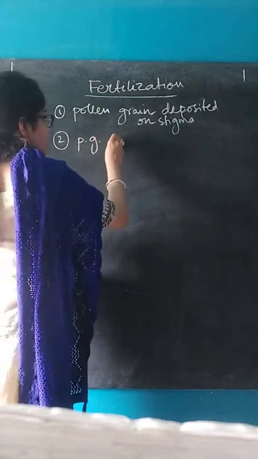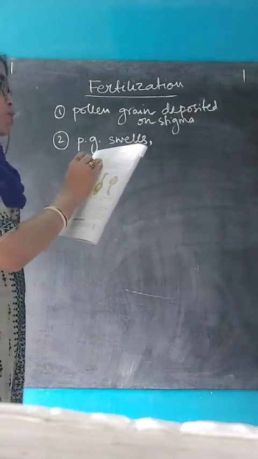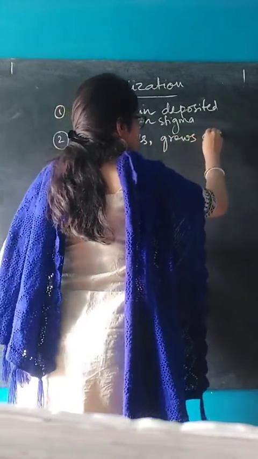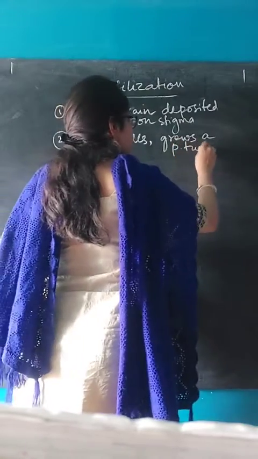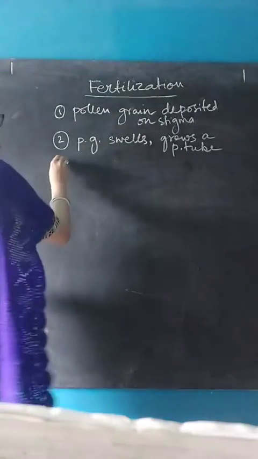So the pollen grain swells, and what happens? It begins to grow a pollen tube. It swells and grows a pollen tube. Okay. What is the third step?